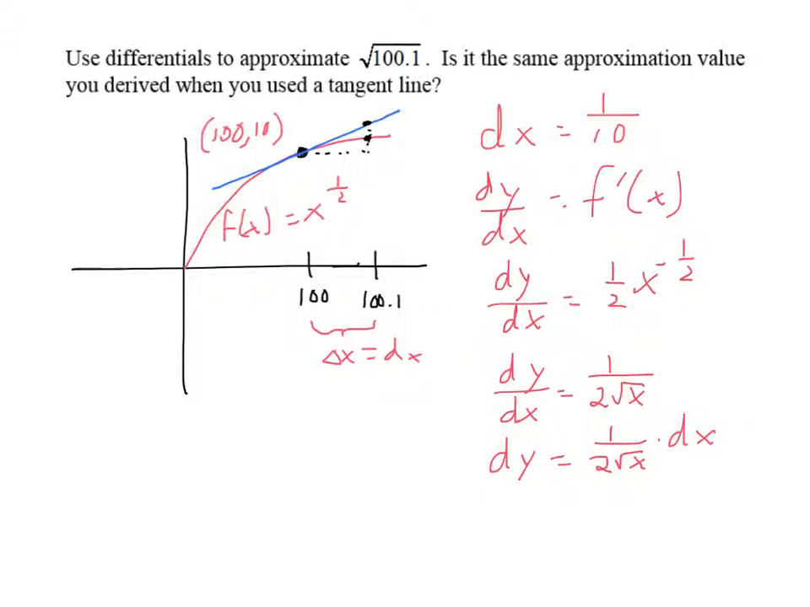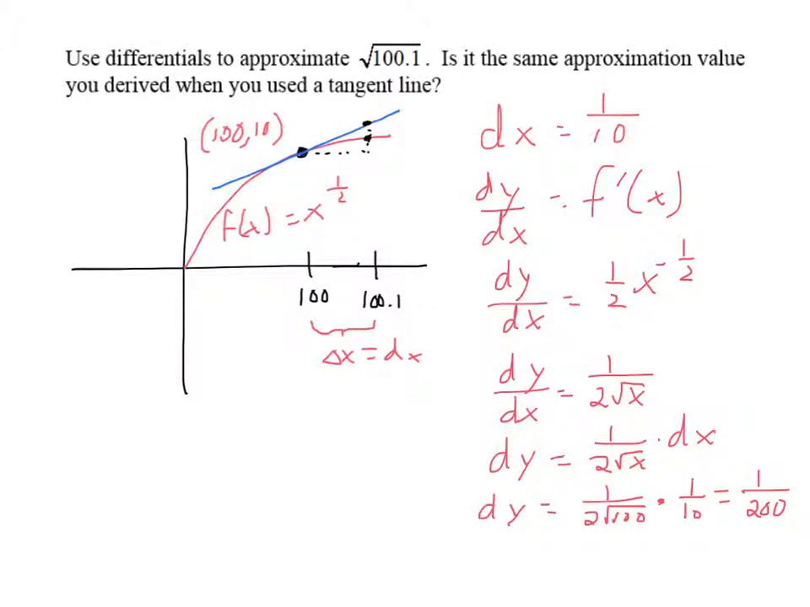So in this case dy would equal 1 over 2 times the square root of 100. That's the x value, whatever the anchor or point of tangency is. And then times our dx, which is 1 over 10. So what does that give us? That'd be 1 over 20 times 1 over 10, so it's 1 over 200. This is multiplication, not subtraction. So that tells us what dy is.